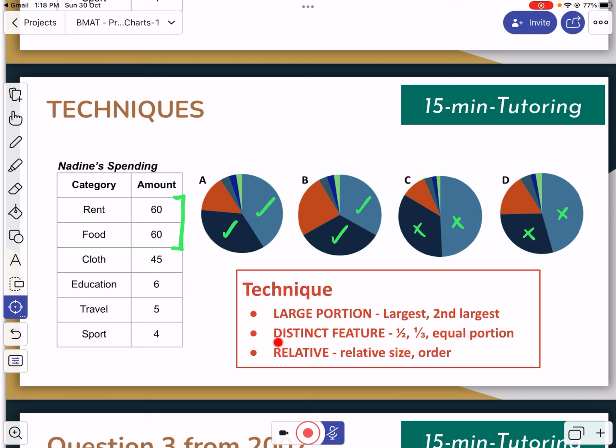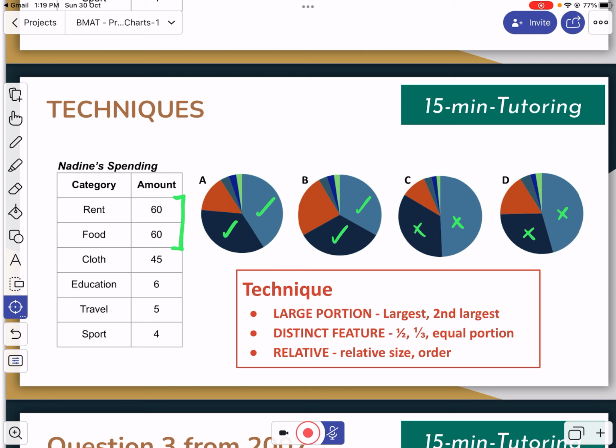Technique number 2: distinct feature. What do I mean by distinct feature? Those are the features you can easily see. For example, if you have one of the categories being exactly 1/2, you can spot 1/2 easily from a pie chart, or perhaps 1/3. Or if something has an equal portion. In this case, we already used it. When we say rent and food, the two largest, they need to be the same size. Okay, that's technique number 2. Then technique number 3: relative.